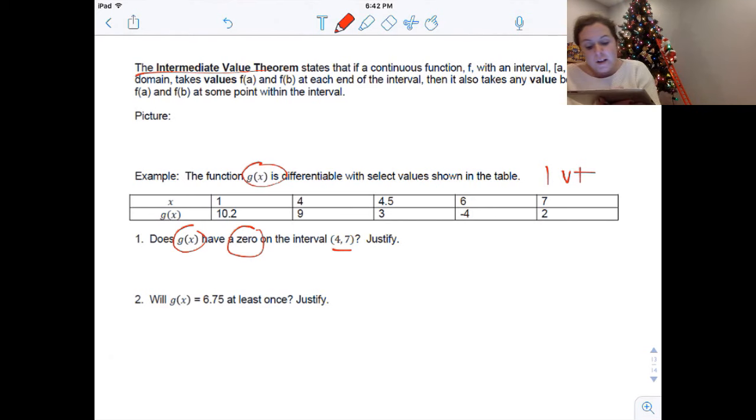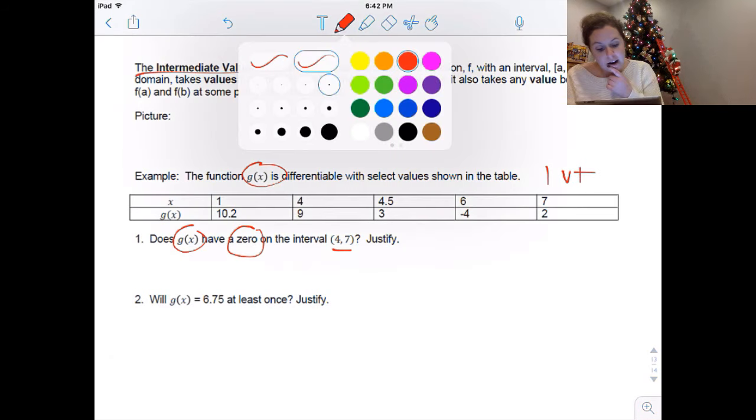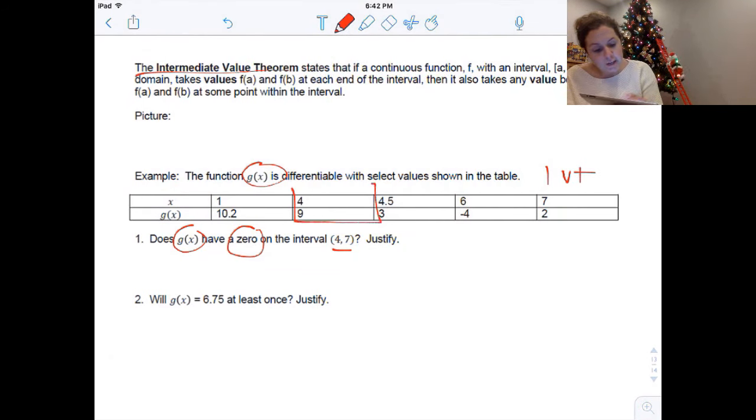So let's look at our endpoints. At 4, G equals 9. At 7, G equals 2. That does not scream 0 to me, right? So sometimes we need to look a little closer. So I know at 4.5, G equals 3. And at 6, G equals -4. So actually there we're guaranteed a 0.